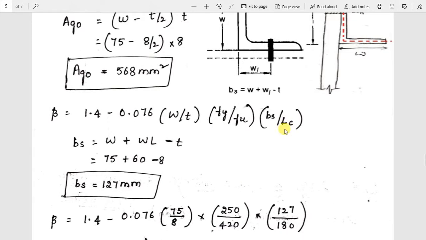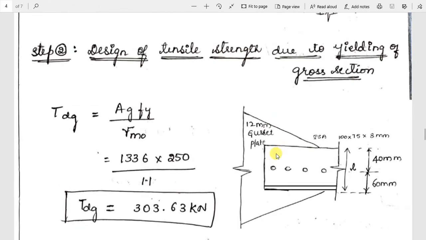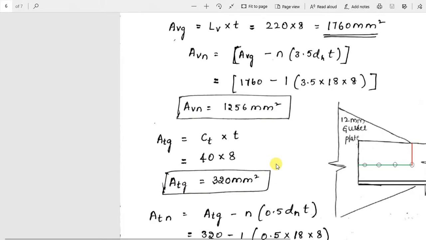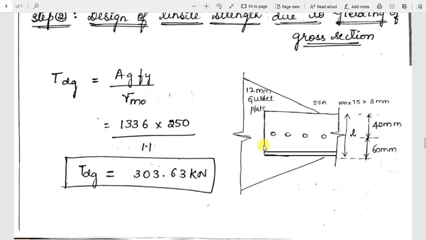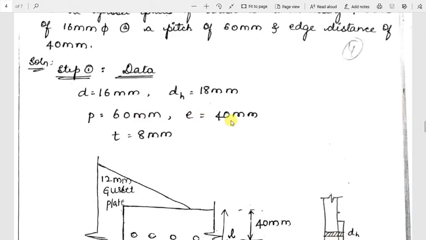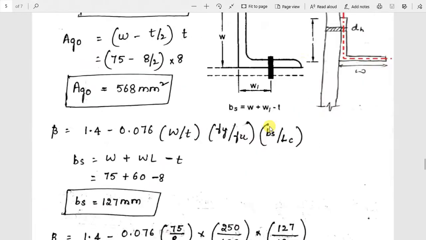And Lc. What is this Lc? If you refer to this figure over here, this particular distance from this particular point to here is called Lc. It's the distance between the centers of the two outermost bolts. So if pitch and edge distance are given, it is well and good. So pitch and edge are given as 60 and 40. So three pitches, 60, 60 and 60, it is 180. So Lc will be 180.